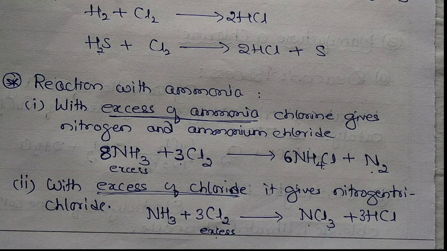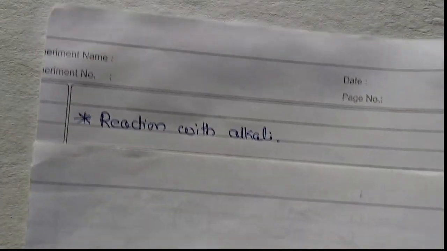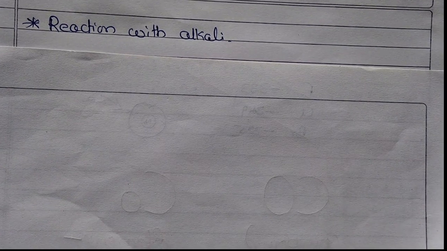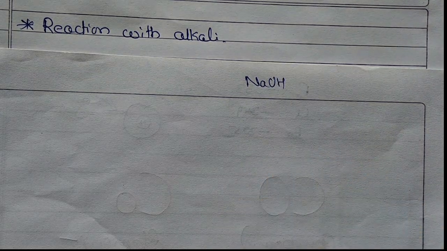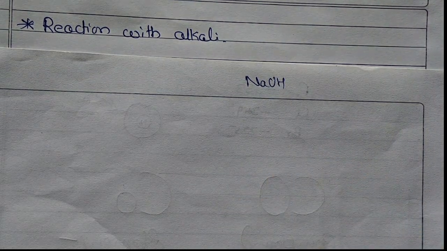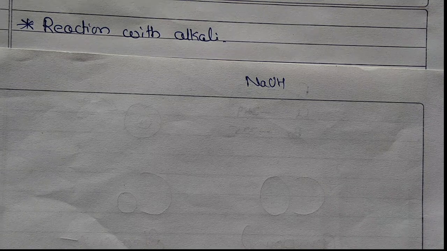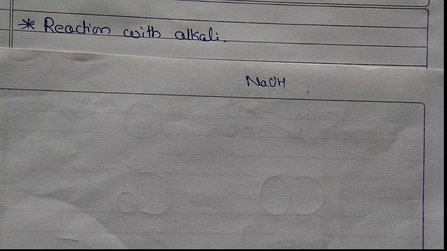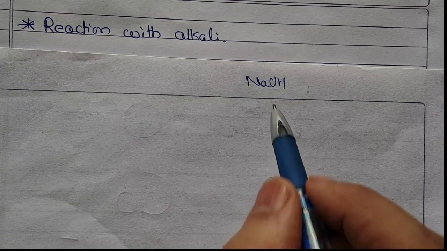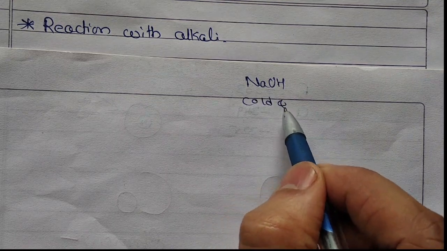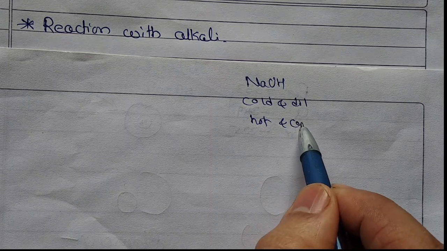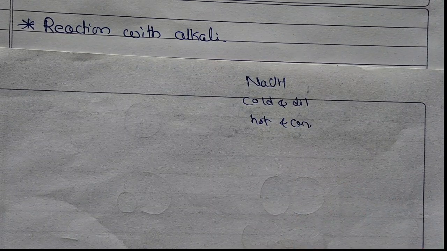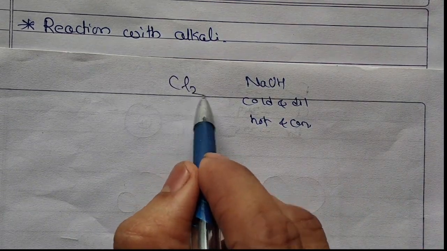Next, the reaction with the alkali. Alkali means what? It is NaOH. Here also there are 2 types of reaction: one with cold and dilute NaOH, and one more with hot and concentrated NaOH. How does chlorine react?